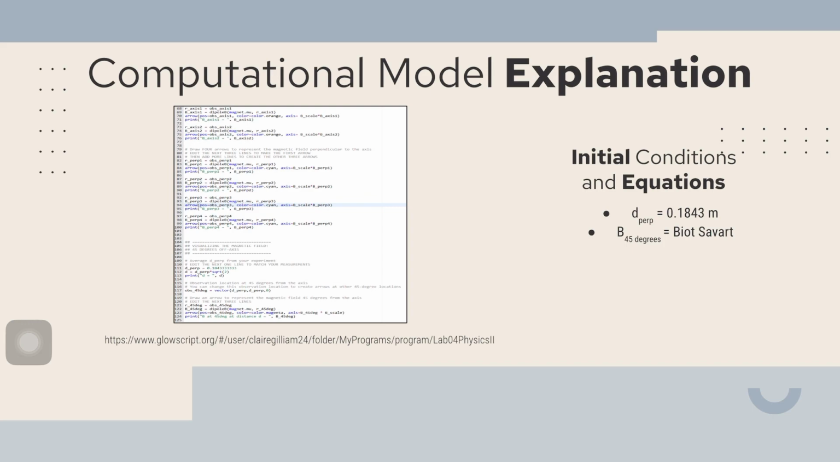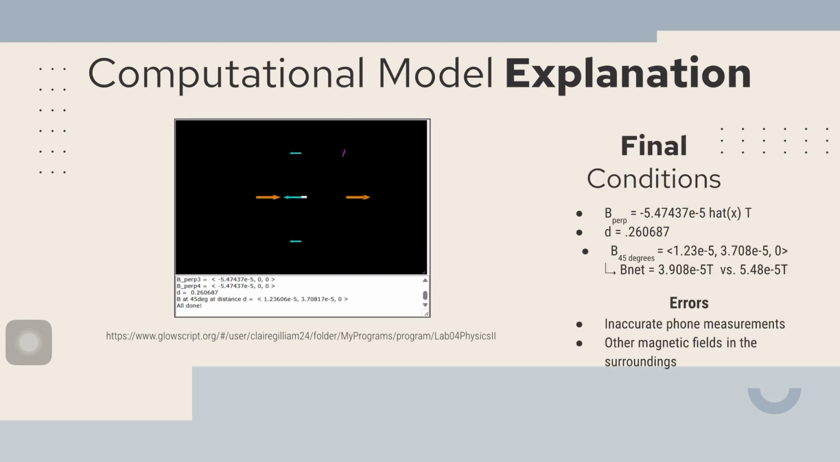And then also use the Biot-Savart law to get the magnetic field at 45 degrees. When we run this model, we get that the perpendicular field is negative 5.47 times 10 to the negative 5th. We also get d is equal to 0.260687, and the field at 45 degrees is 1.23 times 10 to the negative 5th, 3.708 times 10 to the negative 5th, and then when we take the net of that, it's 3.908 times 10 to the negative 5th teslas, which is slightly less than the net field that we found earlier at 5.48 times 10 to the negative 5th teslas.